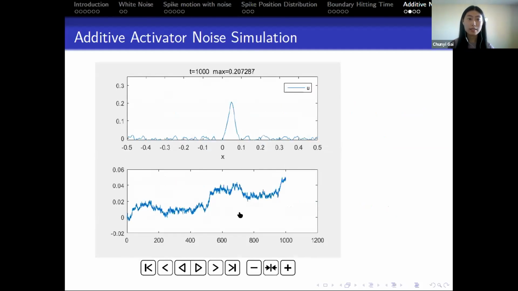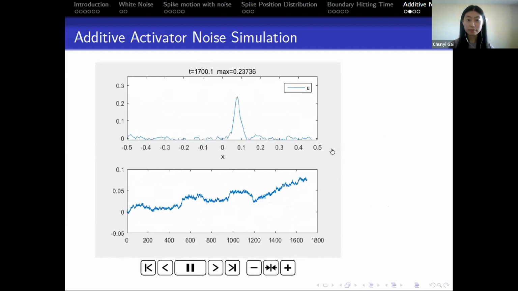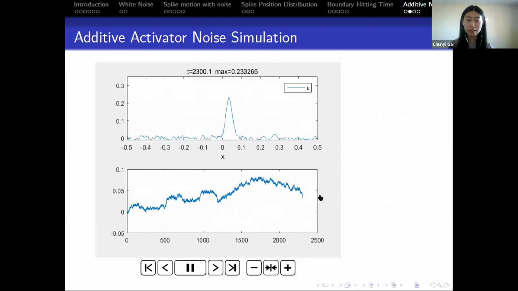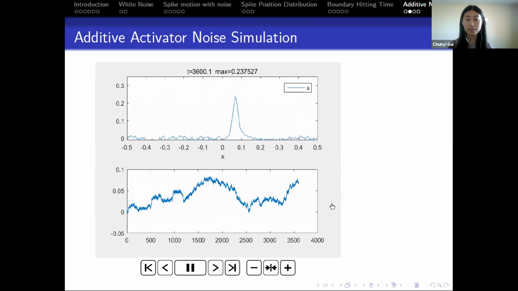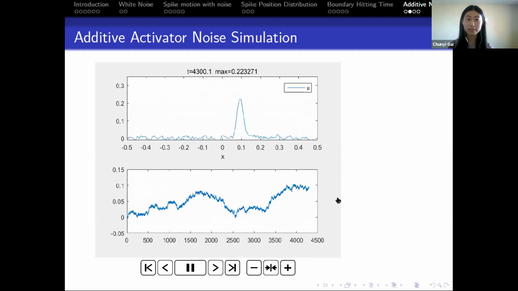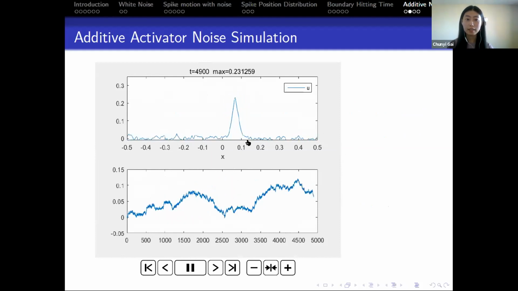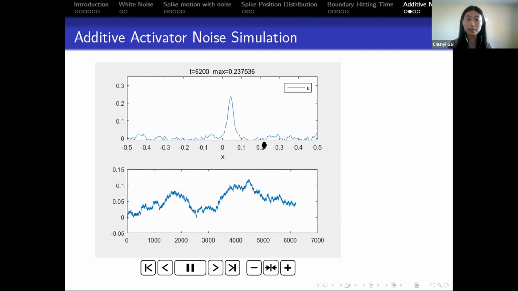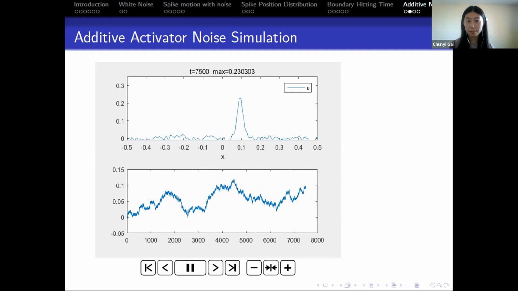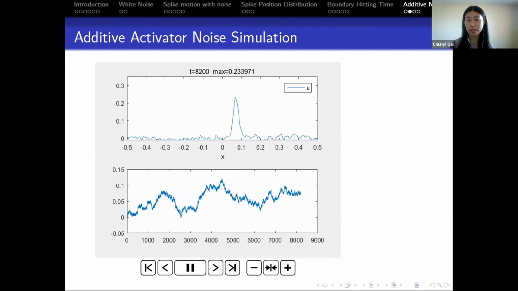Here is a simulation with the additive noise. Let's have a look. Still, in the lower picture, I record the location of the spec. As we can see, in this case we have some background noise in this system. And if you choose the additive noise properly, the behavior of the spec is kind of similar to the multiplicative case.